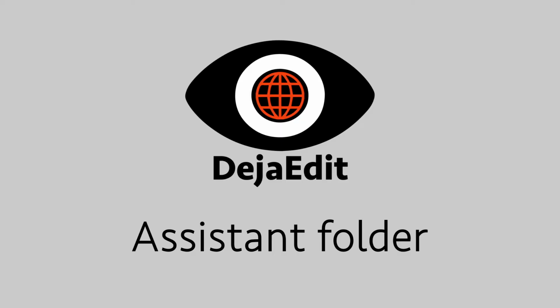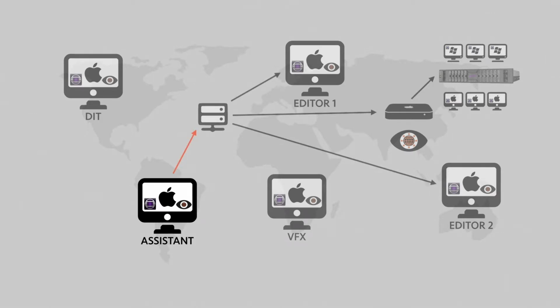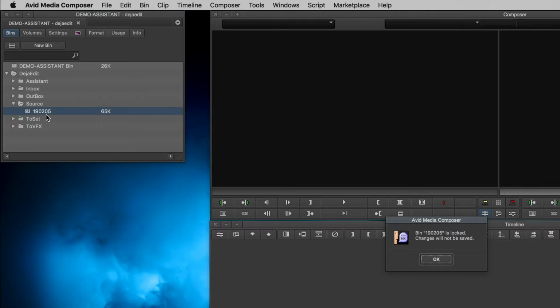In this chapter, I will explain the Assistant folder. This folder can only be used when the project has an assistant license. An assistant can create assistant bins for the editors. If we take a look at this source bin, you can see that it is locked. Assistant bins are not. Let me show you how they work.